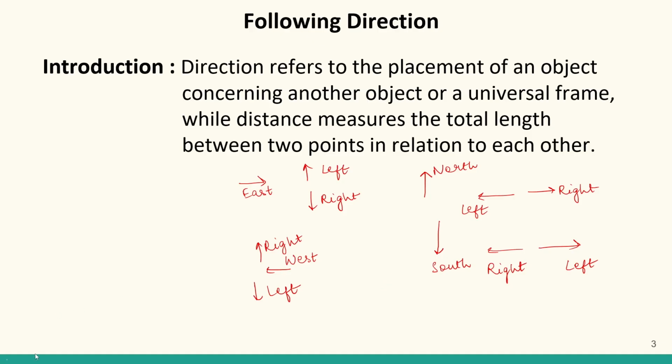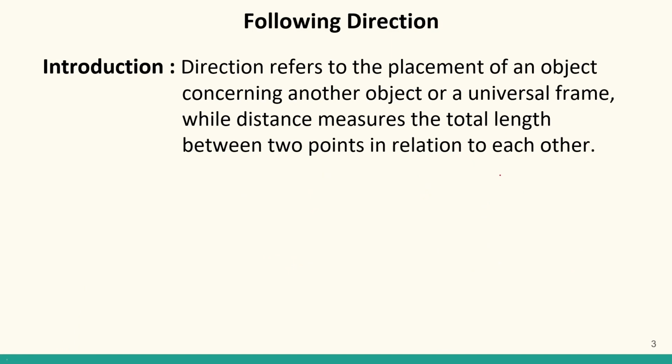Now, the other concept is clockwise and anti-clockwise. If you remember, this is what a clock looks like. This is 12 and this is 6. So a clock's hand will move in this direction towards the right. This is called the clockwise direction. And if we go in the opposite direction, it will be called the anti-clockwise direction. This is another concept that is used very frequently in following directions.